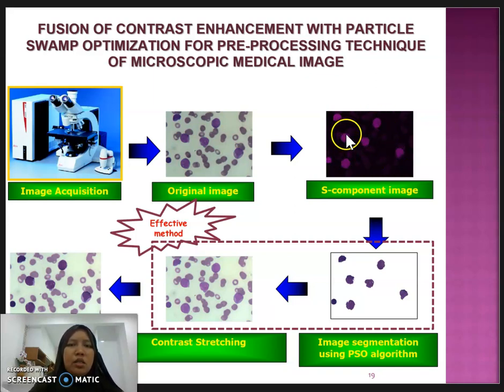Okay, we can see it here, even though the background has become a black color here. So next is segmentation using the PSO algorithm. For the proposed method, segmentation using the PSO algorithm was selected as part of image enhancement. This algorithm will separate the nucleus part from the unwanted part. Then, with a suitable objective function applied in PSO, this algorithm will remove all the unwanted parts except the nucleus.